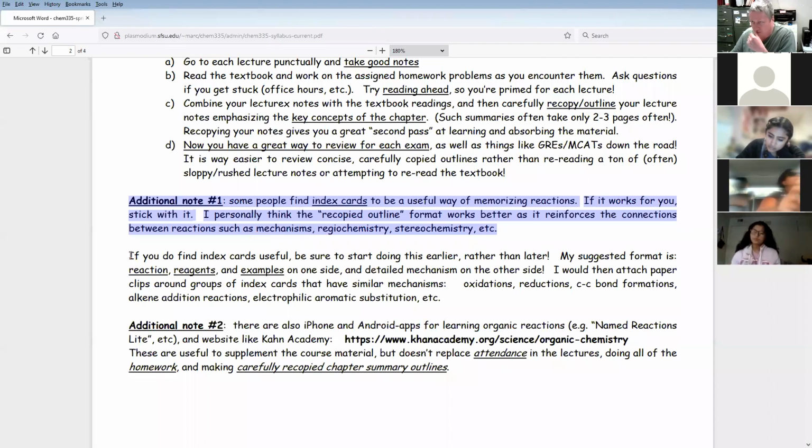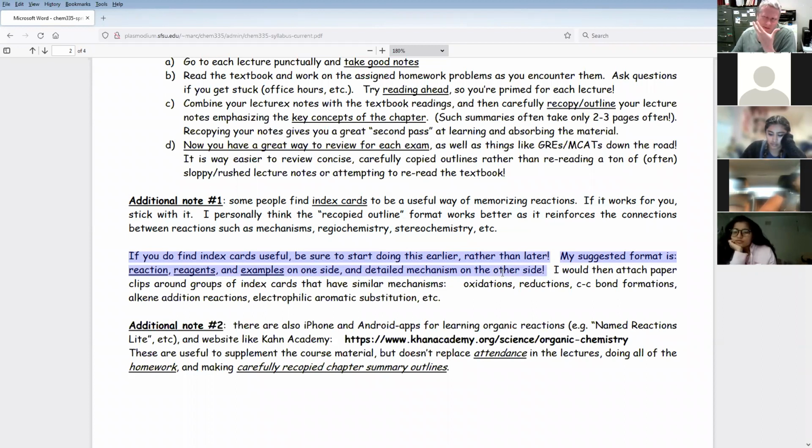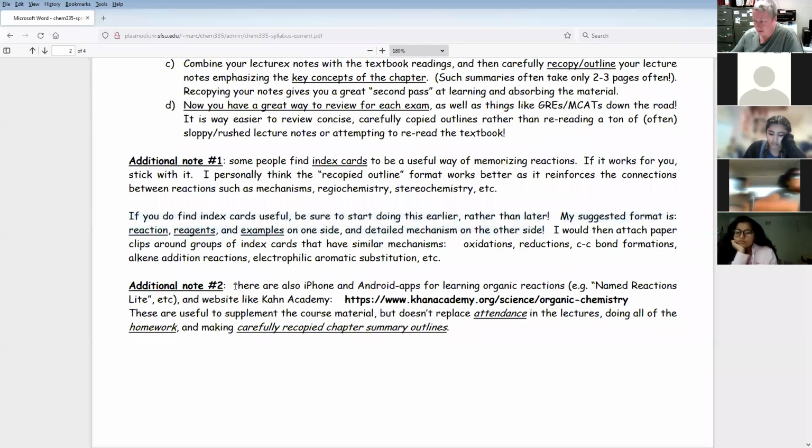When I made the syllabus, I was kind of suggesting maybe outlines. I do think index cards are a good way to do this. I think more recently, students have had a lot of good luck with index cards. When I took organic chemistry, I would make an outline. I'd learn a chapter and make a 2-page outline of the chapter, and that was kind of useful. But now I think index cards are maybe the better way. There are some apps, and also Khan Academy is a good thing to supplement your lecture materials.